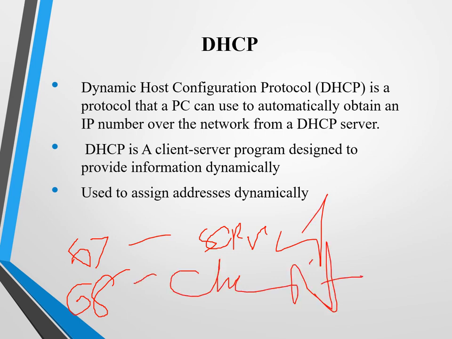Students, DHCP is basically used for dynamic configuration. It uses a client server model. So DHCP is a client server program that is designed to provide information dynamically, and it is used to assign addresses dynamically. What is meant by this? What is the objective of this protocol? It temporarily binds an IP address and other configuration parameters to a DHCP client and provides a framework for passing configuration information to hosts. Students, DHCP was designed to provide computers with temporary addresses.